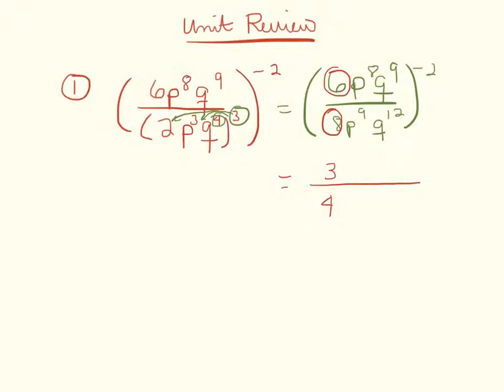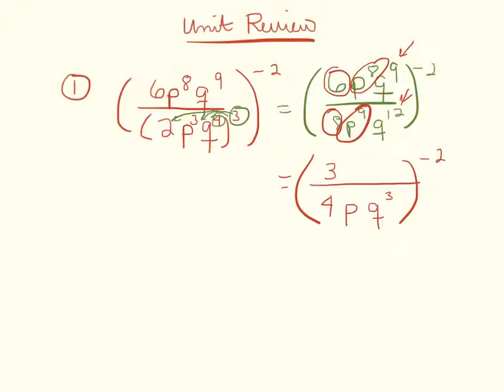As far as the p's now go, the way I like to look at that is, I've got 8 p's multiplied together and 9 p's multiplied together down in the denominator. So I've got an extra p in the bottom. All the other p's just cancel and make 1. I've got 9 q's in the numerator and 12 q's in the denominator, which gives me an extra 3 down there. Now that's all raised to the negative 2 power.